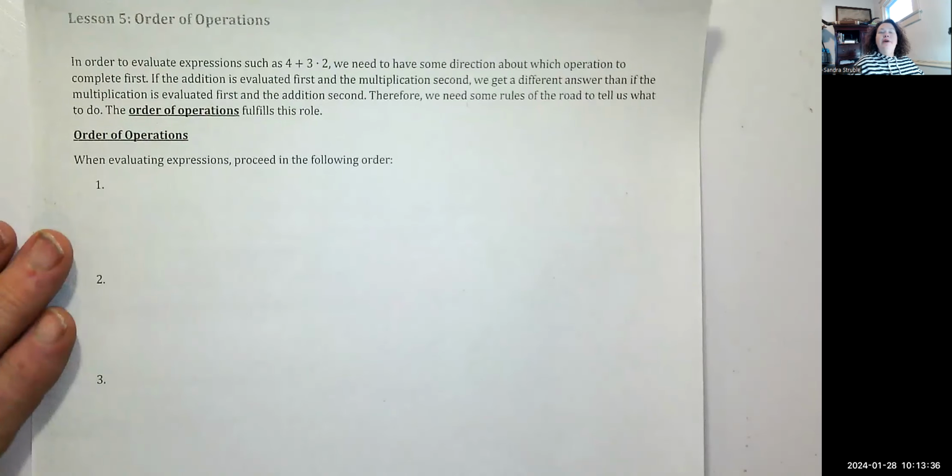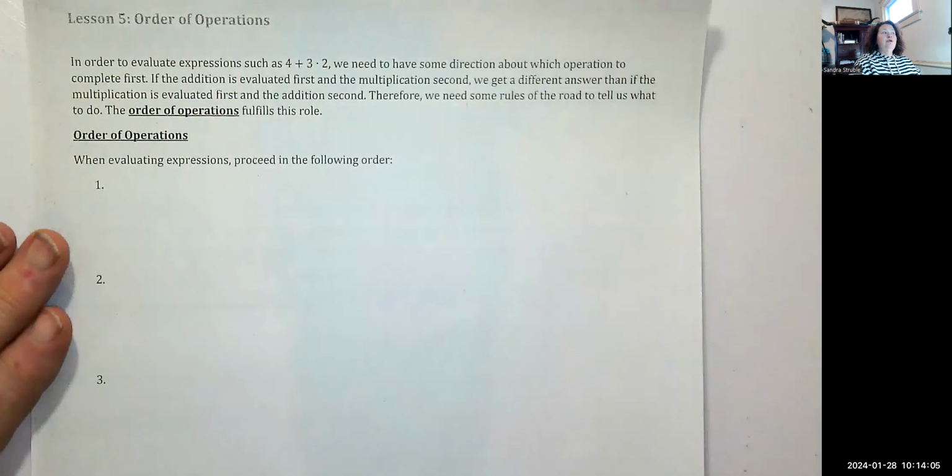All right, in order to evaluate expressions such as 4 plus 3 times 2, we need to have some direction about which operations to complete first. If the addition is evaluated first and the multiplication second, we get a different answer than if the multiplication is evaluated first and the addition second. So we need some rules to guide us for how to handle these mathematical operations. The order of operations fulfills this role.